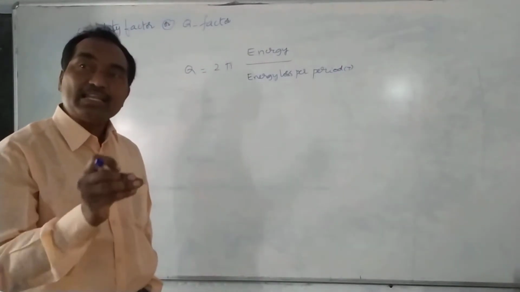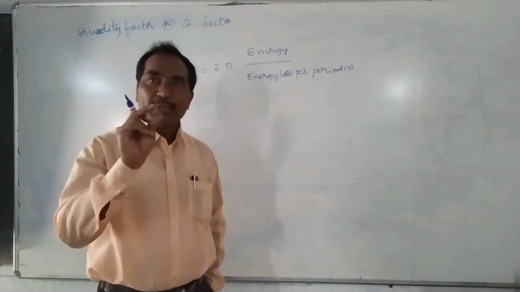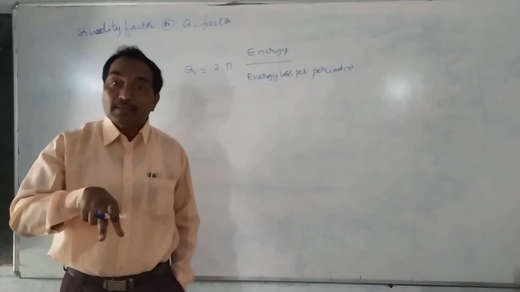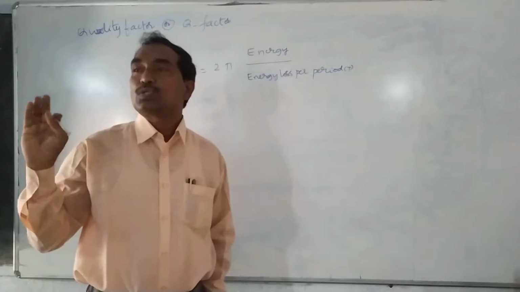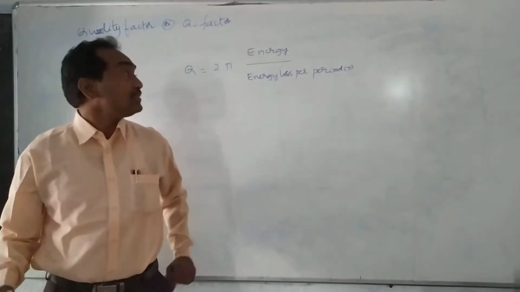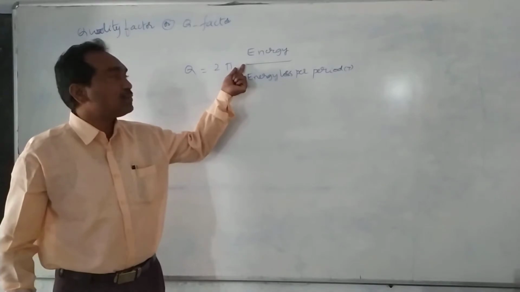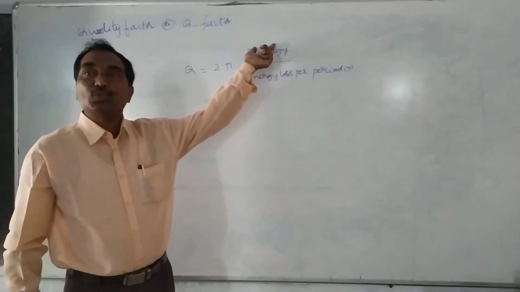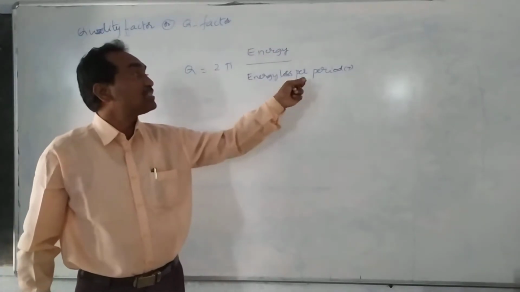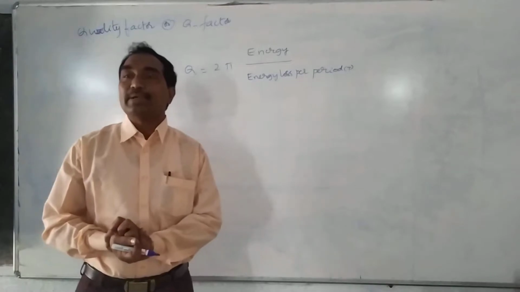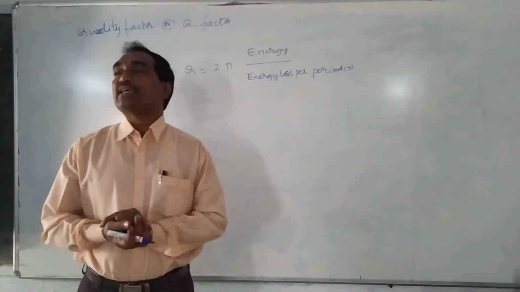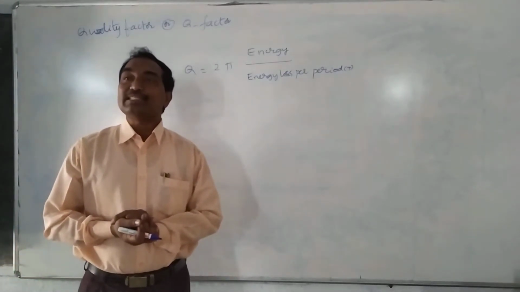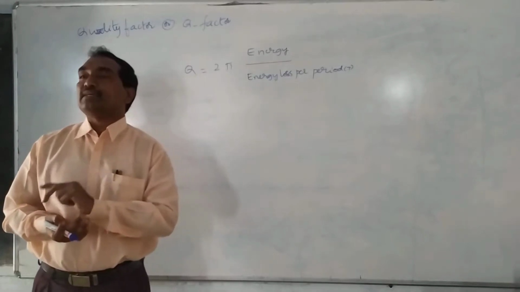So the quality factor represents the ability or efficiency of the energy stored in an electric field or magnetic field. The quality factor can be defined as 2 pi times the energy stored in the magnetic field or energy stored in the electric field, to the energy lost per period. Mathematically we can analyze this quality factor. How much energy is stored in the magnetic field, and how much energy is stored in the electric field, in the capacitor?